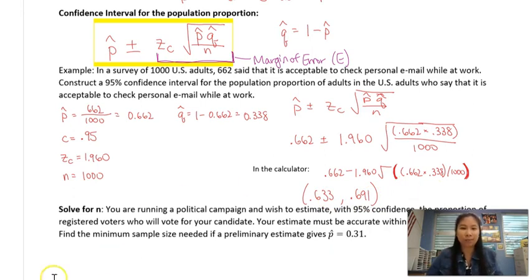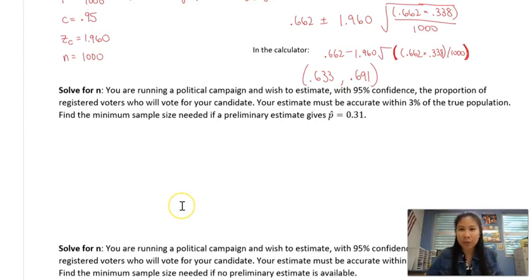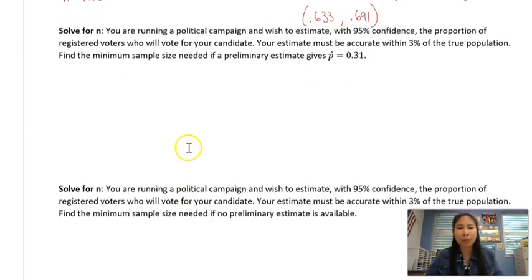Alright, so the next type of question that we want to be able to do is the solve for n problems that we did back in section 1. This time, because we're dealing with proportions, the algebra is going to be slightly different, but we're setting it up pretty much the same way.